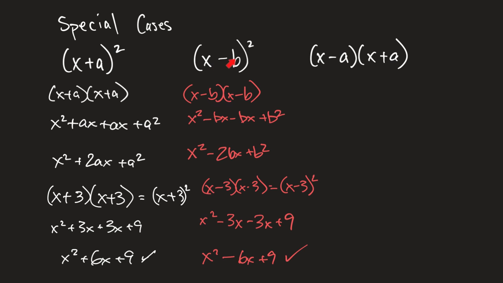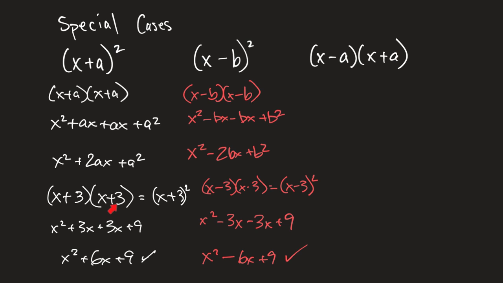So what does it look like when we just change the sign from plus to minus? Well, I expanded out, x minus b times x minus b. I did FOIL, x squared minus bx plus b squared. Then I combine like terms, x squared minus 2 times bx plus b squared. What does that look like with a number?